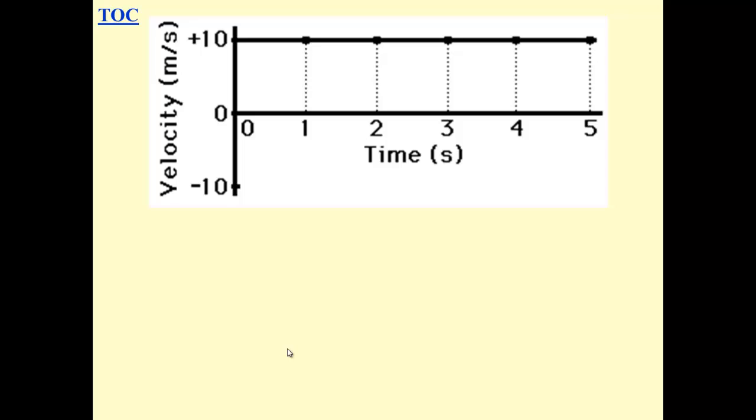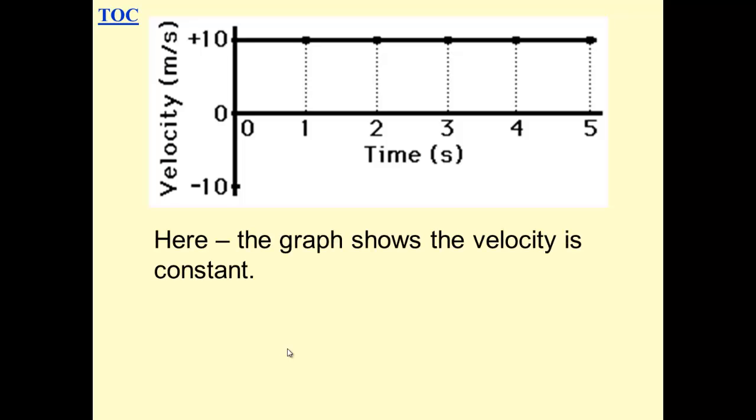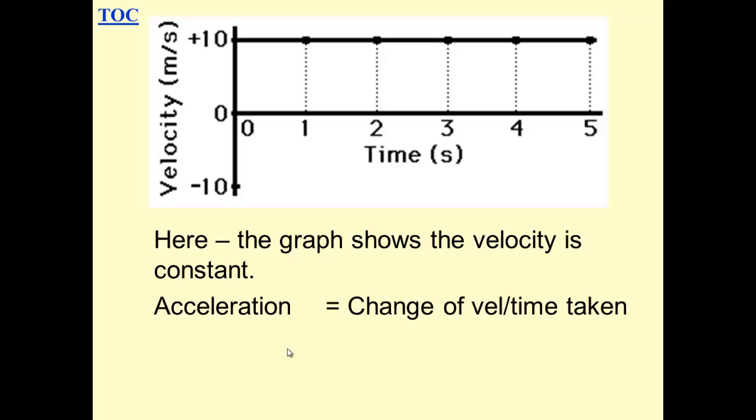Now we're going to look at a velocity time graph. Now in this particular velocity time graph, we can see that the velocity is staying at 10. If the velocity does not change, then there is no acceleration. So we have constant velocity. Now the acceleration is the change of velocity divided by the time that's taken. If the change of velocity is 0, then the acceleration is 0. So it's 10 minus 10, which is 0, divided by 5, which is going to be 0. No acceleration.